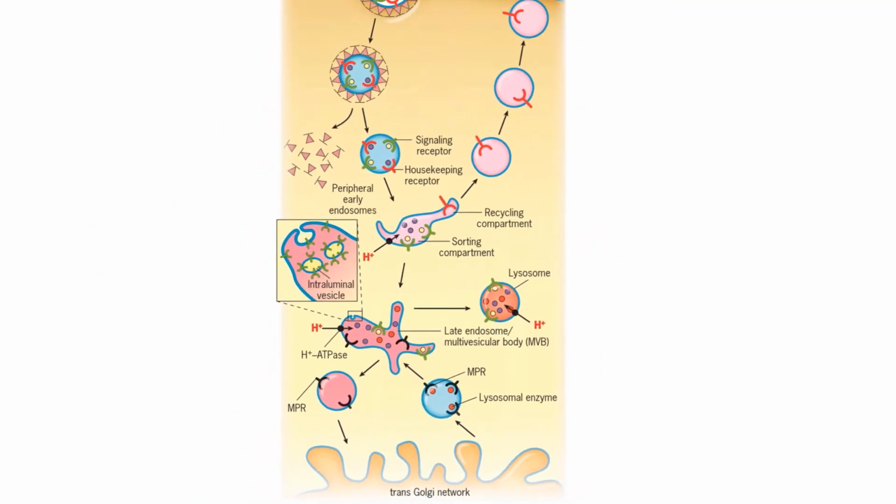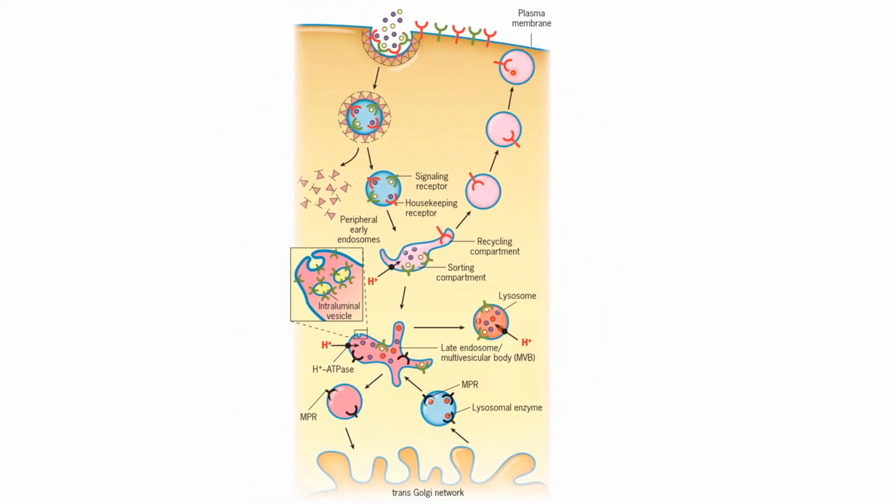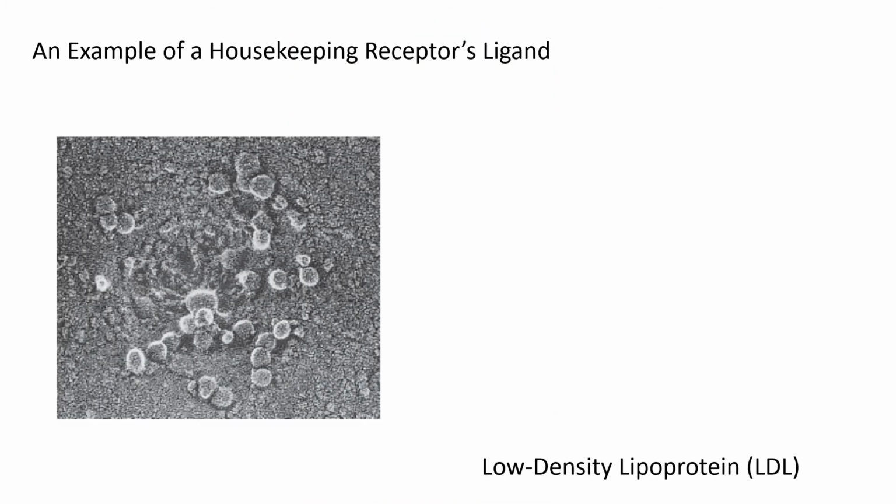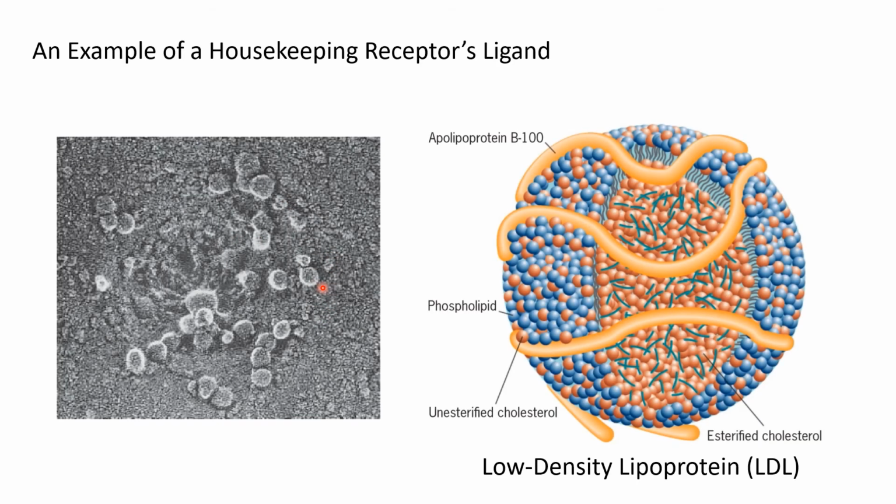So the housekeeping receptors are going to be brought back up again here so that they can continue bringing in the LDL, which is bad for, of course, the total health of our body. So LDL is going to be constantly endocytosed with the help of the housekeeper receptors. So here's an example of a housekeeper receptor, the one for the LDL. Okay, so LDL is known as the bad cholesterol.